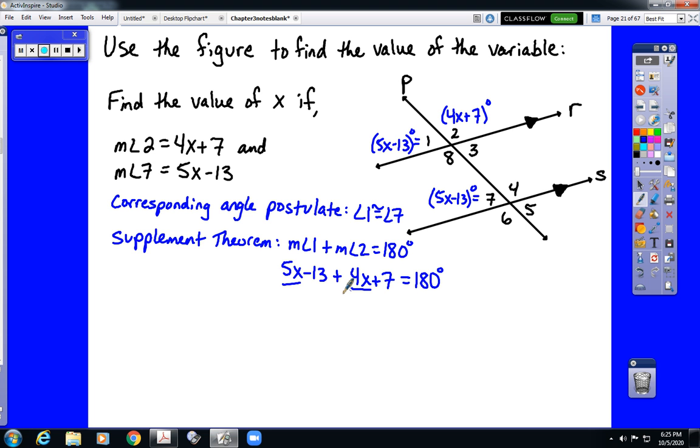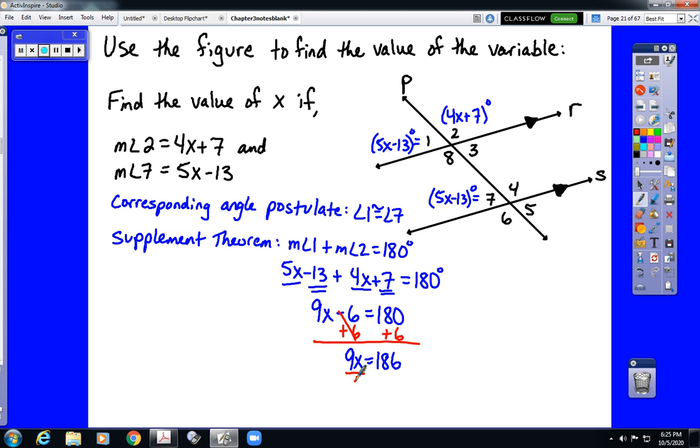Combine like terms, we've got two sets. 5x plus 4x is 9x. Negative 13 plus 7 is negative 6, equals 180. Add 6 to each side of that equation, gives us 9x equals 186. And then divide by 9.